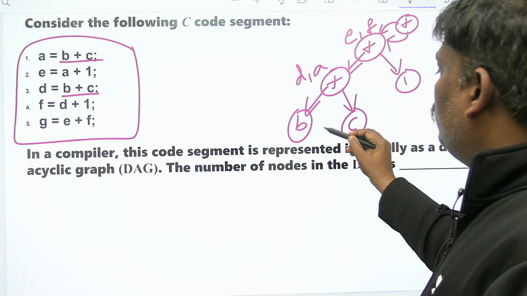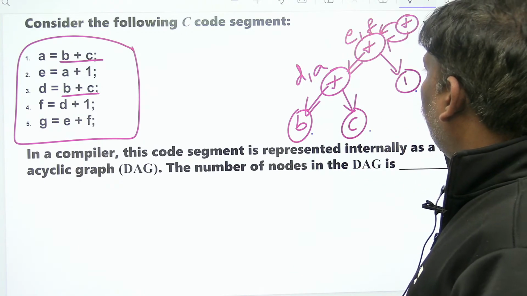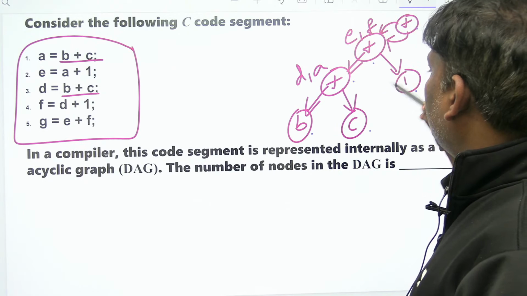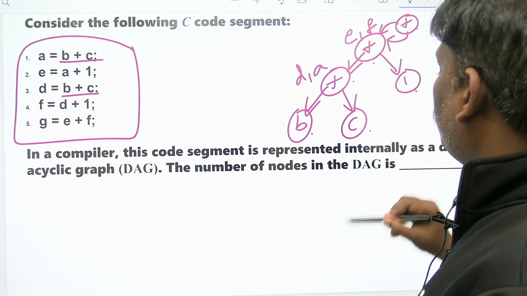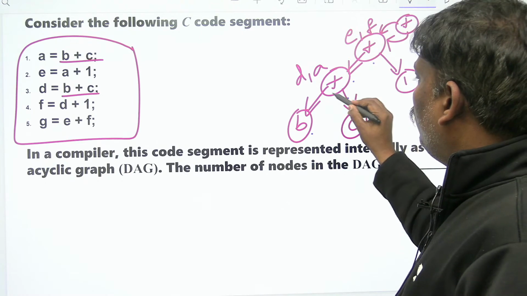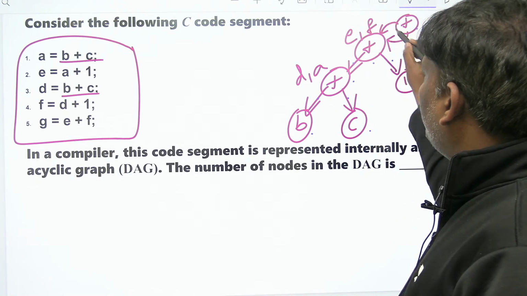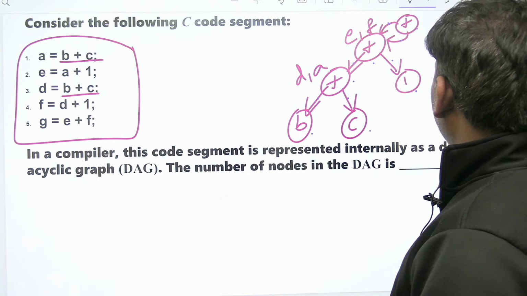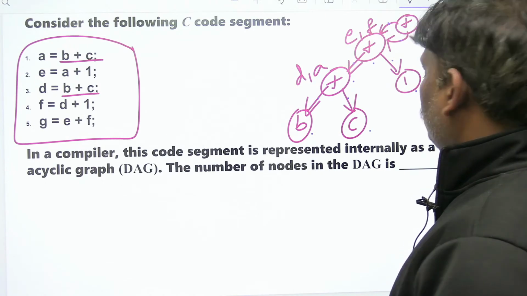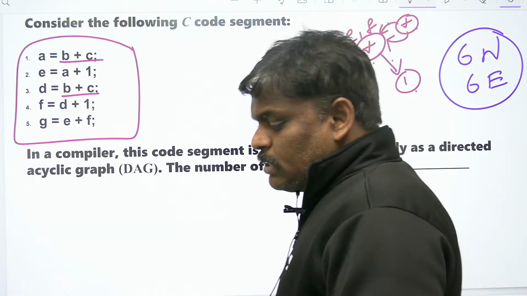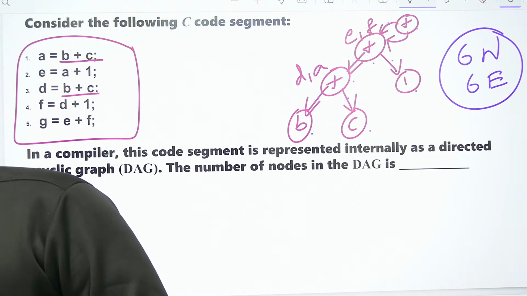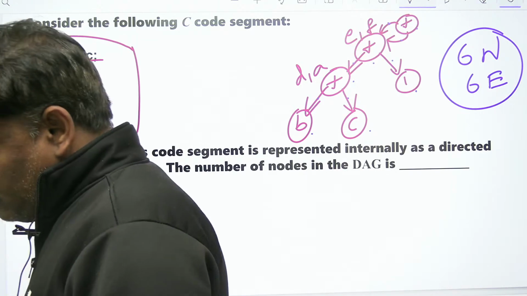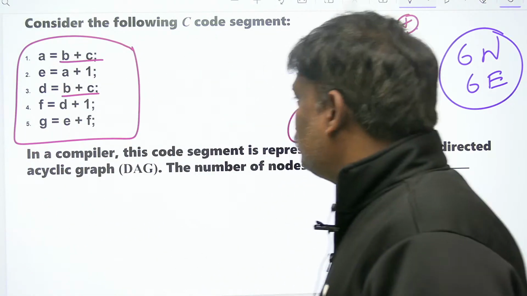Can you count once? 1, 2, 3, 4, 5, 6. 6 nodes. Next one, let's see the edges. 1, 2, 3, 4, 5, 6. 6 edges. This is given in the last year GATE exam.